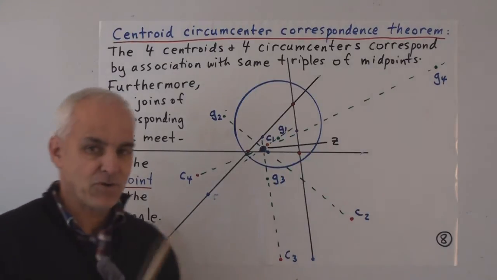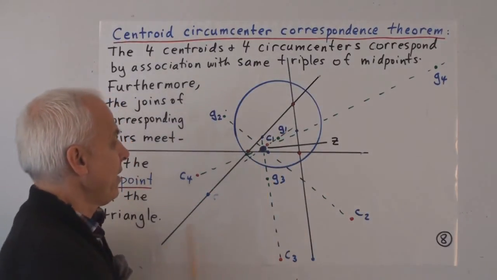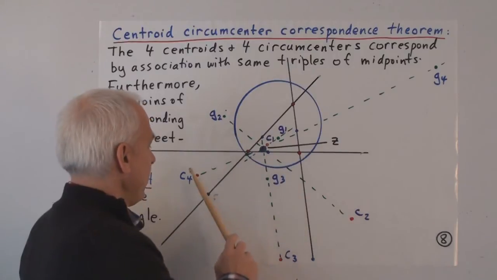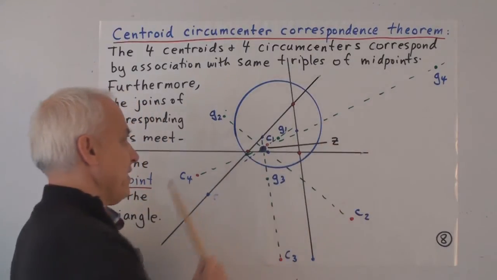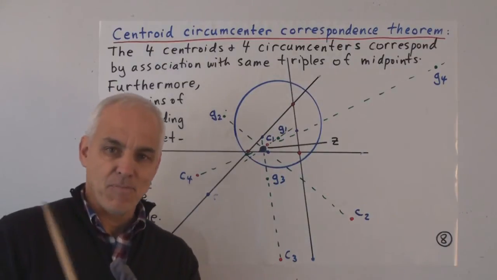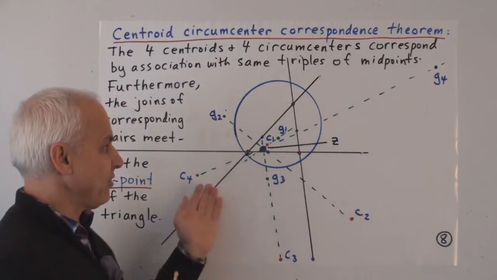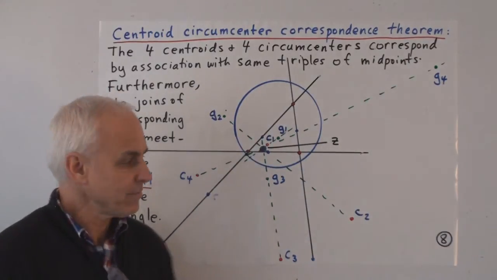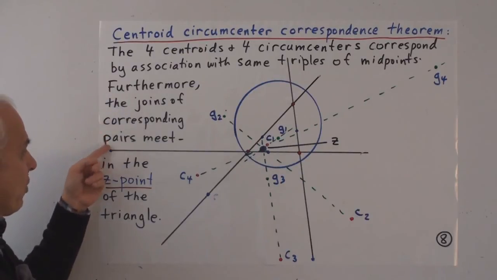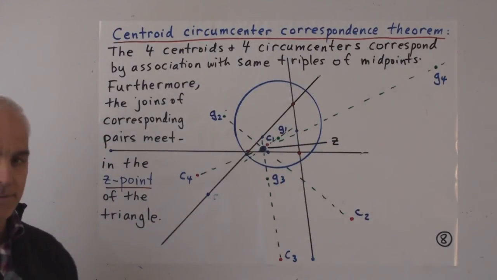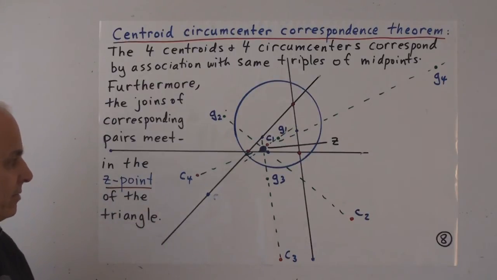Okay, so there's a natural association. That's why I'm allowed to label them G1 and C1, G2 and C2, G3 and C3, and G4 and C4. We can pair them up, like match them up, like have a date between the centroids and the circumcenters. But more interesting, the joins of these corresponding pairs meet in what we call the Z point of the triangle.